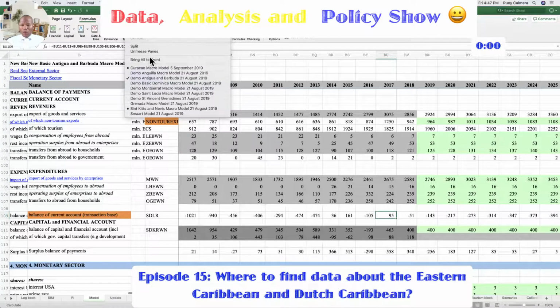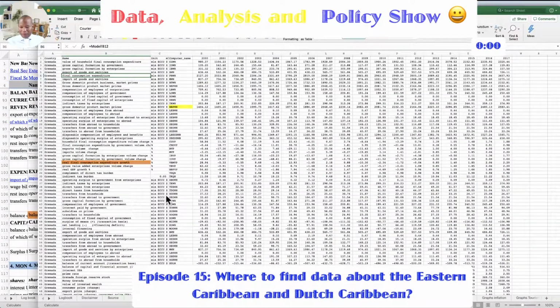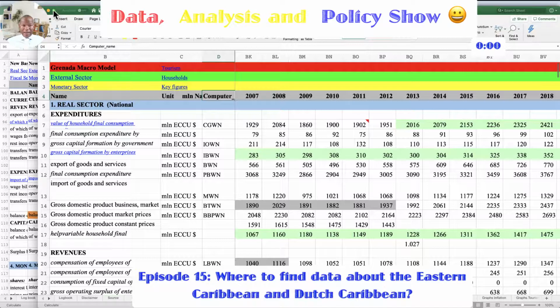So now I think I have seen all those islands except for Grenada. My people of Grenada, look at this. Grenada was one of the first investment models that I created. And I really, really love the people from Grenada.